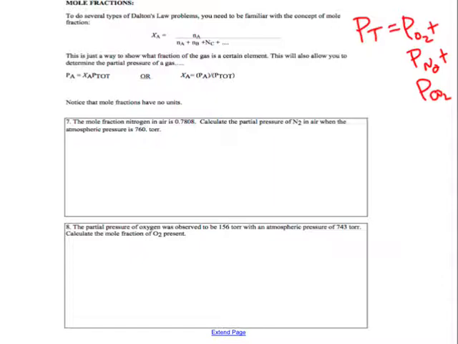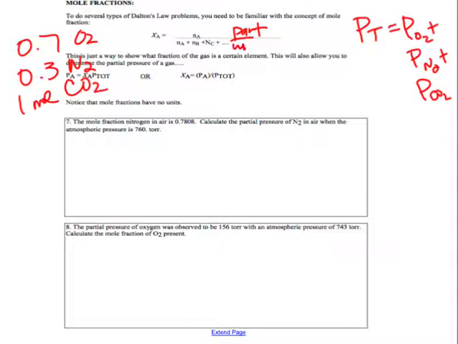So let's say I had 0.7 moles of O2, and I had 0.3 moles of N2, and I had 1 mole of CO2. What fraction of the moles is CO2? Half. How'd you figure that out? Part over whole. That's exactly what you did. So here you put part over whole.